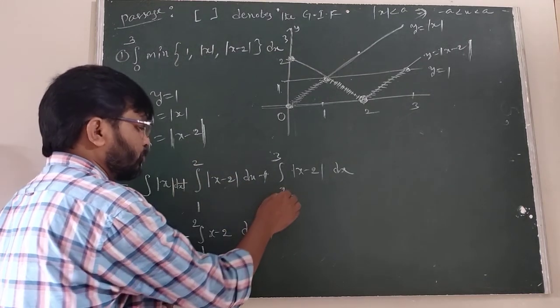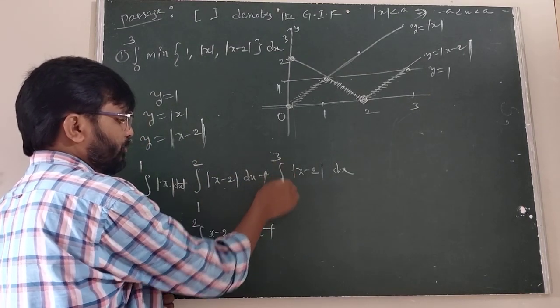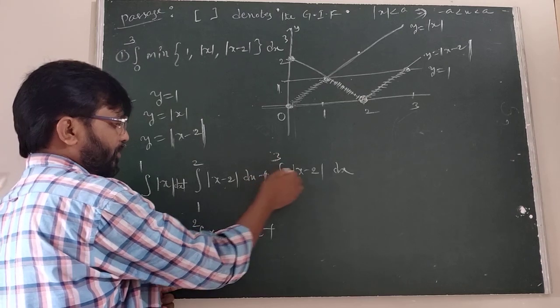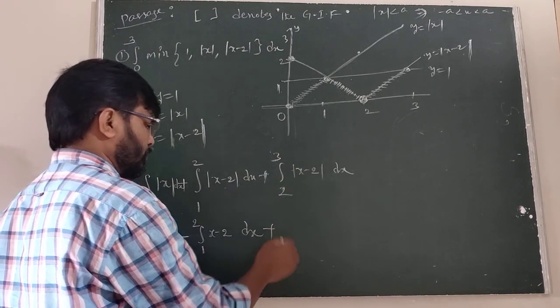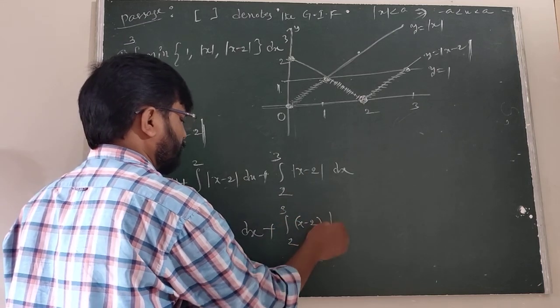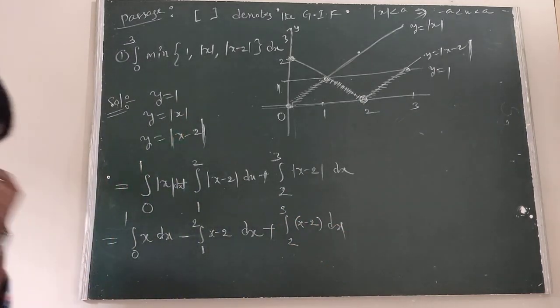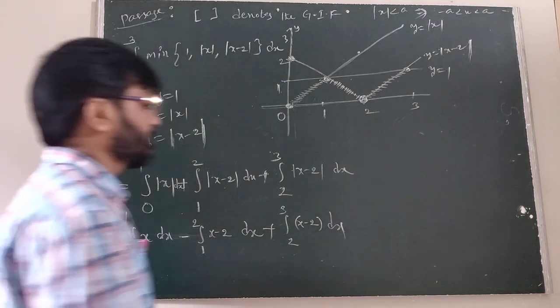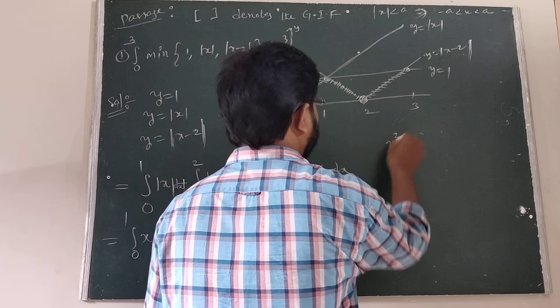When we are taking 2 to 3, say 2.5. If you take any value between 2 and 3, 2.5 minus 2 is positive. Therefore, from 2 to 3, we can write (x minus 2) dx. Is it clear? Now we can write the integral of x dx is x square by 2.